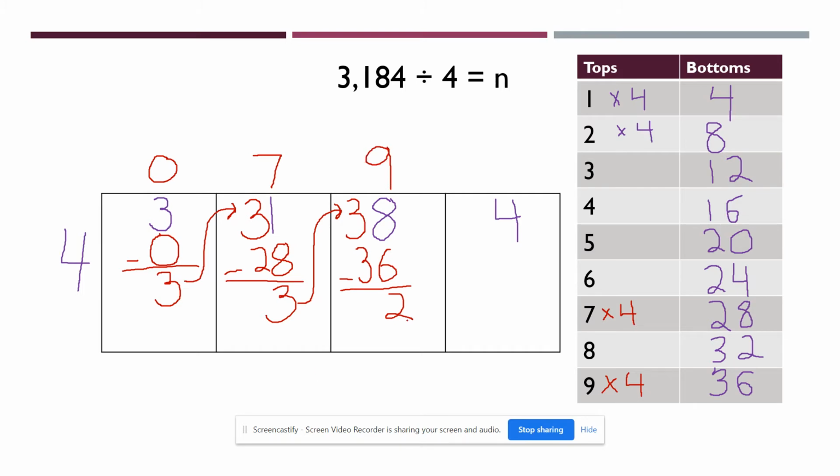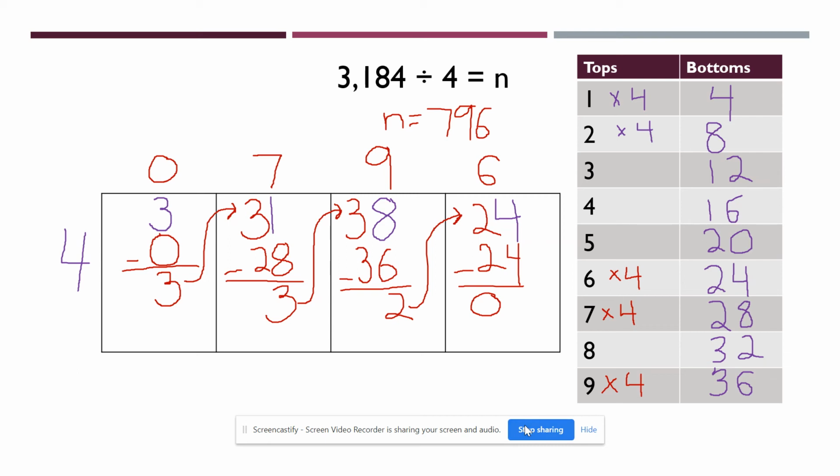Alrighty, so now back to that 2 that was there. Those 2 tens can't be left behind, but need to be regrouped to ones. So I now have 24 ones. 24 is the 6th multiple of 4, which means that a 6 goes on top, 24 goes on the bottom, and 24 minus 24 is 0. There is no remainder. So n equals 796.